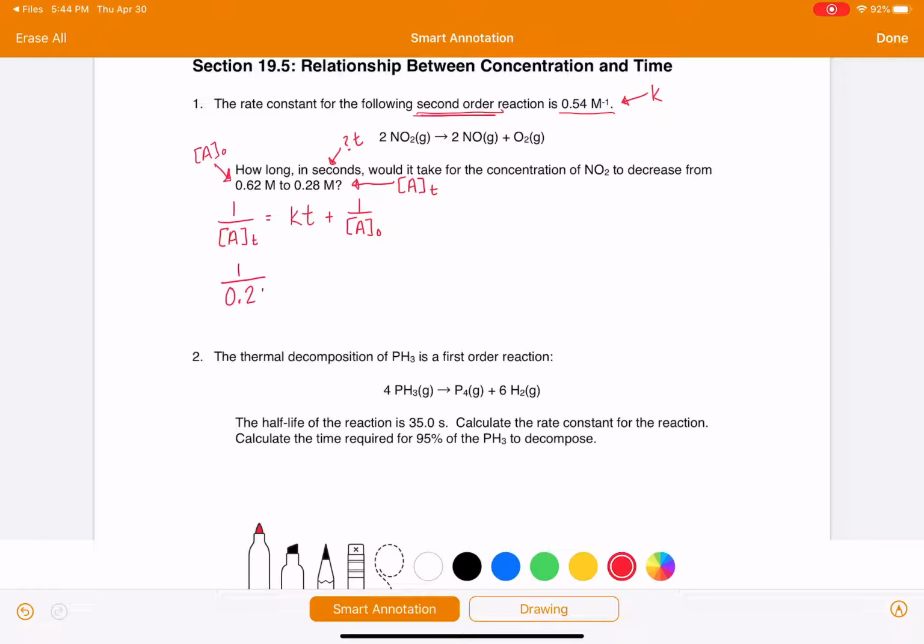1 over 0.28 is equal to 0.54 molarity to the -1 times time, the thing that we don't know, plus 1 over A initial, which is 0.62 molar. If I'm going to use some units, I need to use all units. Honestly, with kinetics problems, I probably shouldn't do this, but it's easier to just not use units a lot of times. So no judgment if you agree with that.